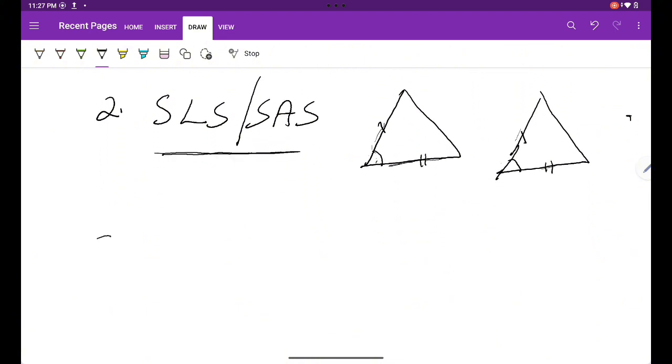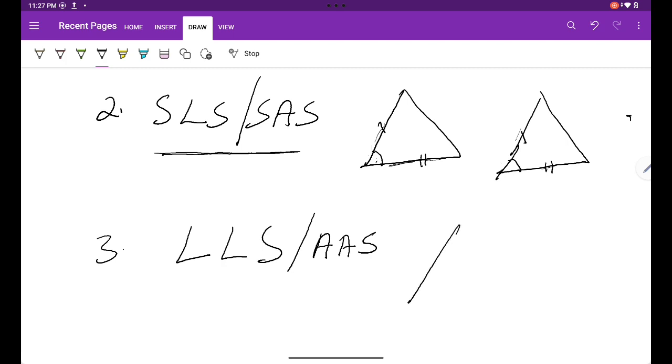The third condition is angle, angle, side. This one doesn't really matter where the angle is or where the side is, as long as we have two angles and a side. In other words, if we have a triangle and another triangle, and this angle equals this one, maybe this angle equals that one, and maybe this side equals this side, then we say the two triangles are congruent.